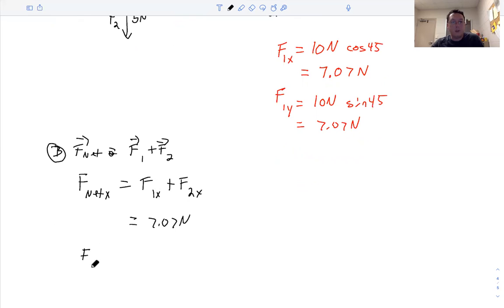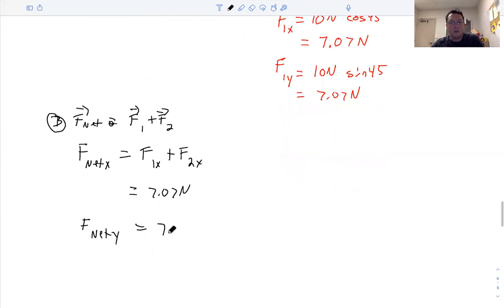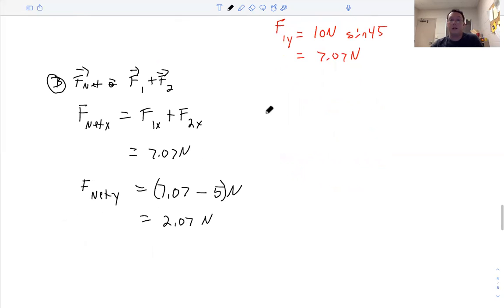And I have to do the same thing for net force in the y direction. Force 1 has a y component, and force 2 also has a y component. So that becomes 7.07 minus 5 newtons, which would be 2.07 newtons. All right. And then the last thing, step 4, is to write F net equal to the mass times acceleration, and then find the acceleration. And I told you that the mass was 1 kilogram.